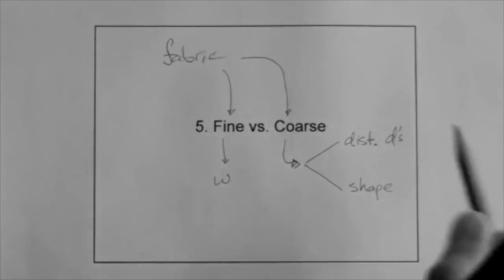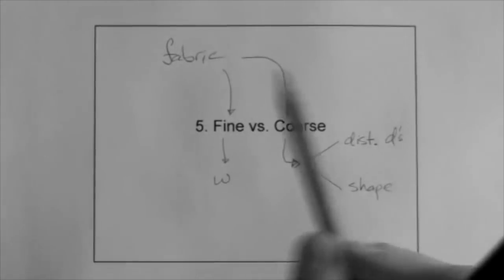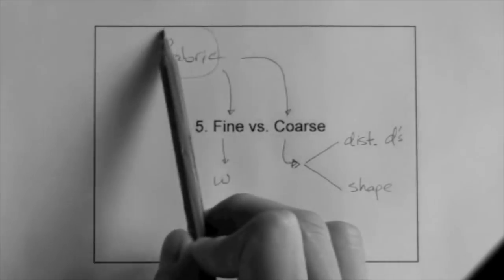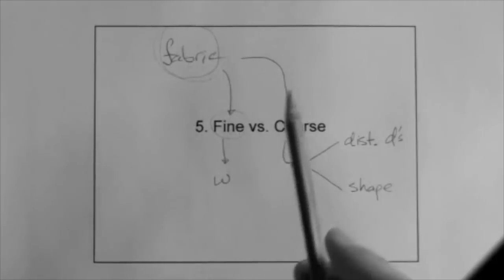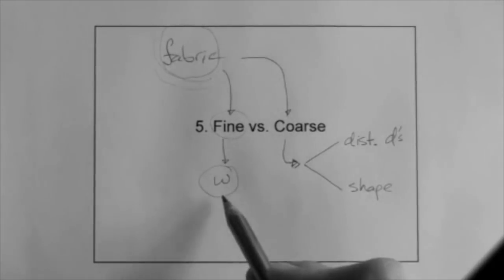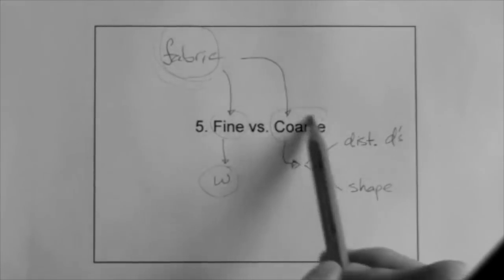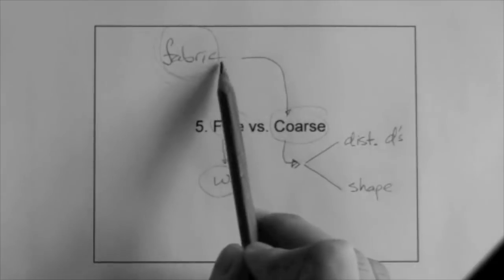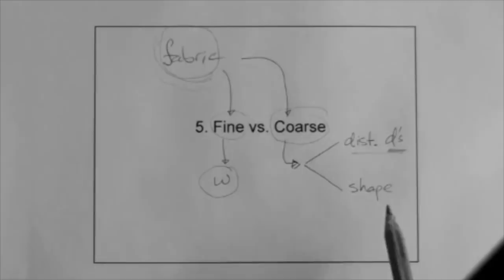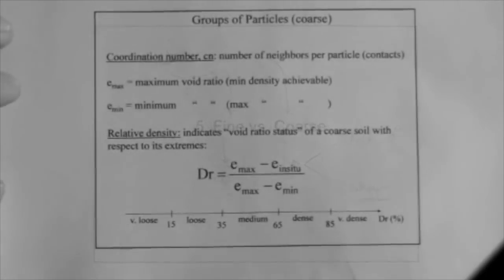So in summary, the behavior of soil is controlled by how the particles are assembled together. For fine-grained soil, what controls this is the water content and also the chemistry of the water. For coarse-grained soils, what controls this is the distribution of sizes and the particle shapes. Let's talk about the next slide.